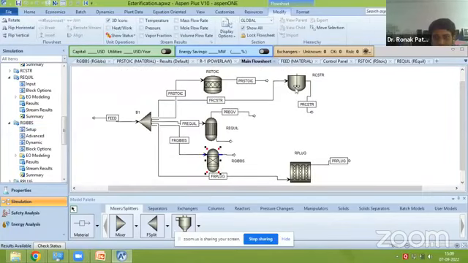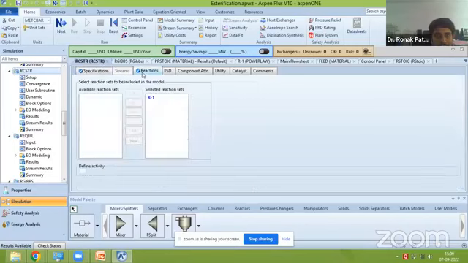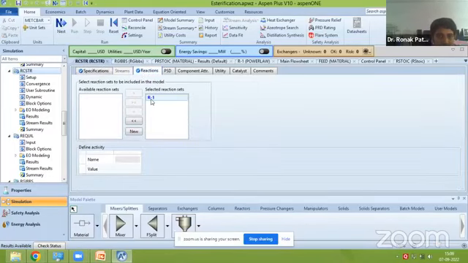Then the next reactor is the CSTR. For the CSTR, you can see that I have mentioned pressure and temperature as 1 atmosphere and 70 degrees centigrade respectively. The reactor volume, which is already given in the problem statement, is 0.14 meter cube. And the next step is the reaction set that you need to mention.